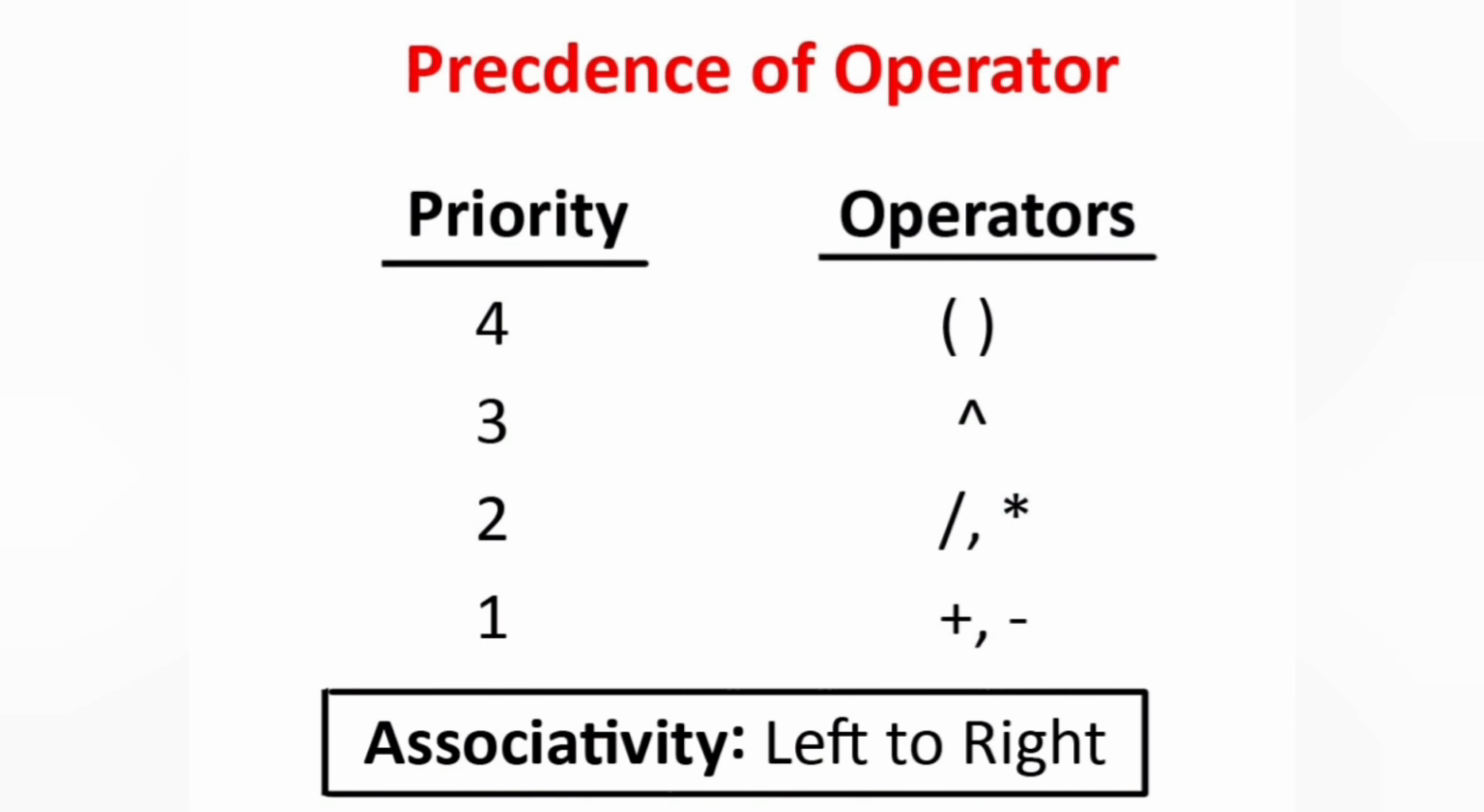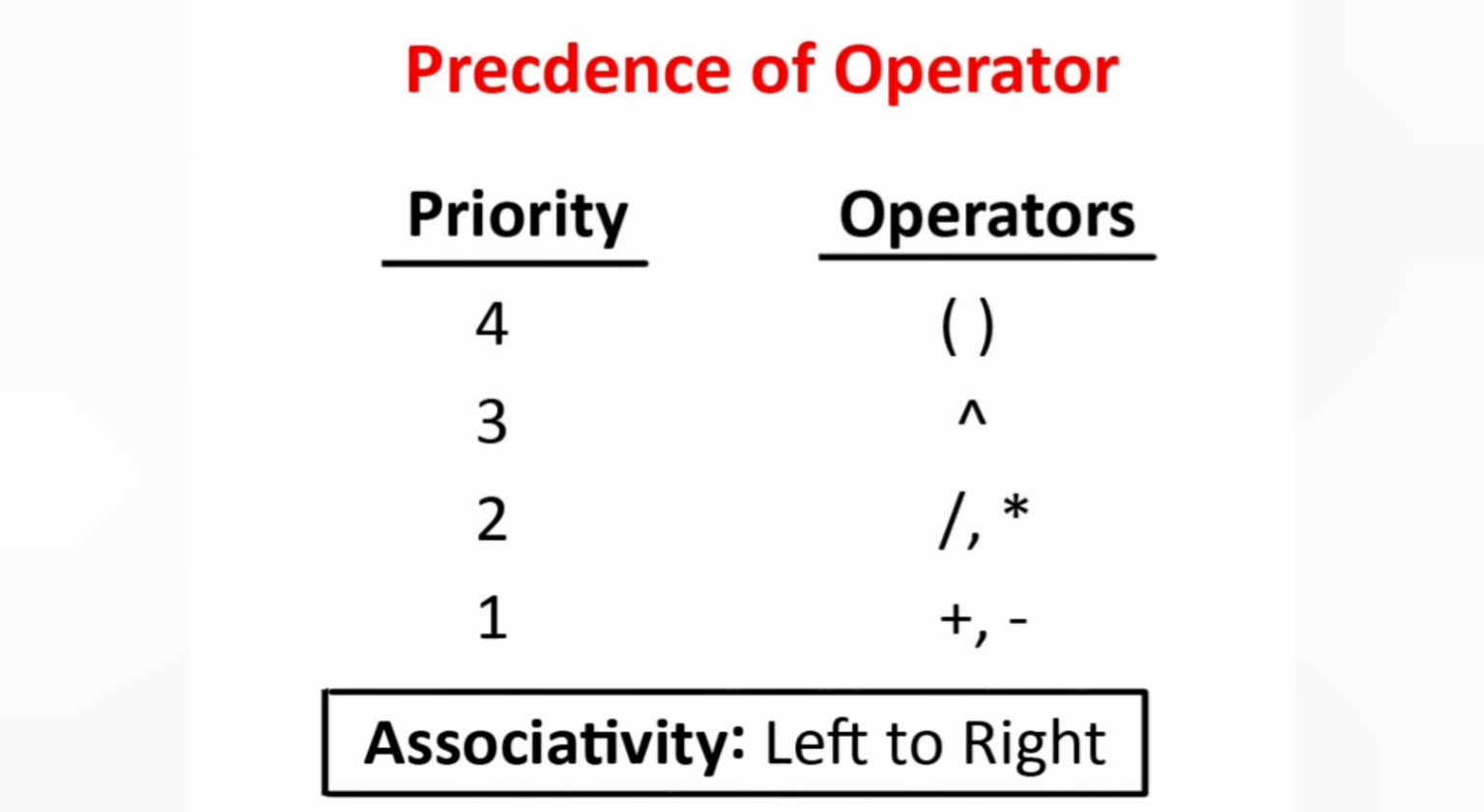In those cases, we have to use this particular table, that is the precedence of operators. Precedence of operators means priority based. If there are multiple operators, then which operator will execute first according to their priority. First priority, the highest priority, is always the bracket. Bracket is of the highest priority.